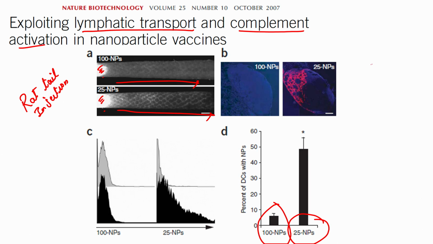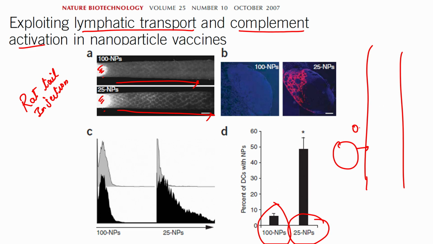So, these are your lymphatic vessels, which are slightly more leaky compared to your blood vessels. 100 nanometer particles are potentially too big to be able to go through this, but 25 nanometer particles are able to go through, and that is what you are seeing. So, their transport through the lymphatics has increased dramatically.